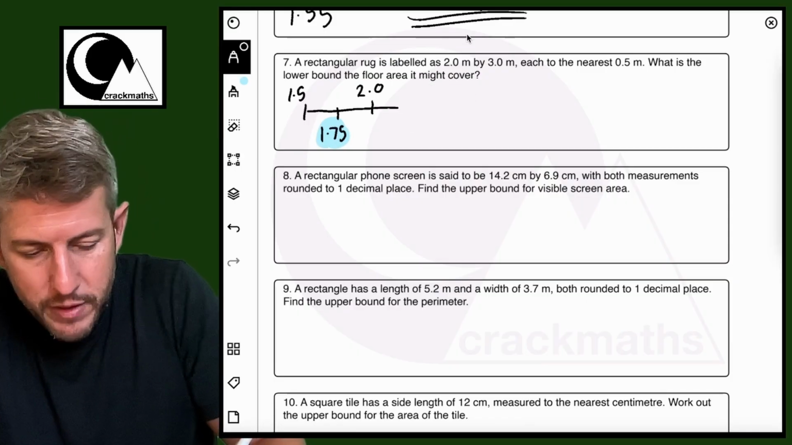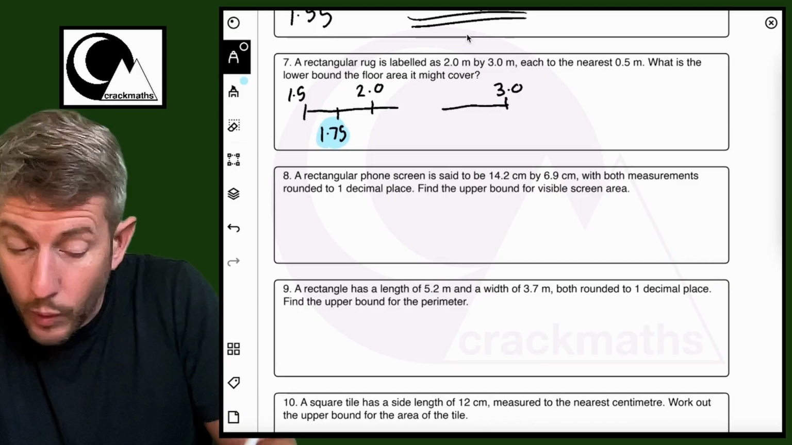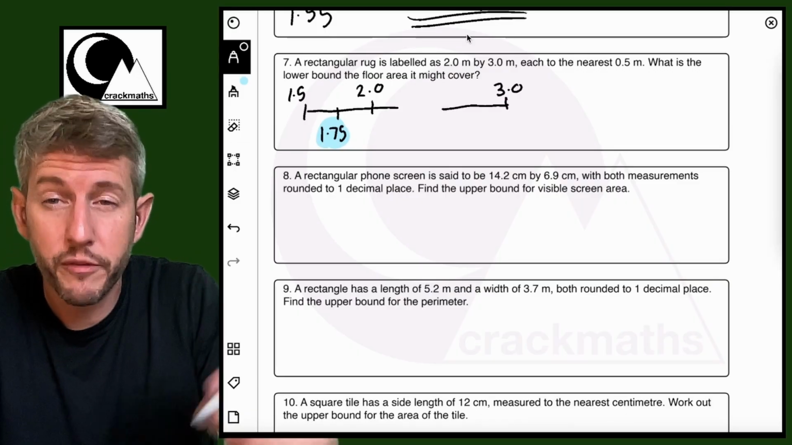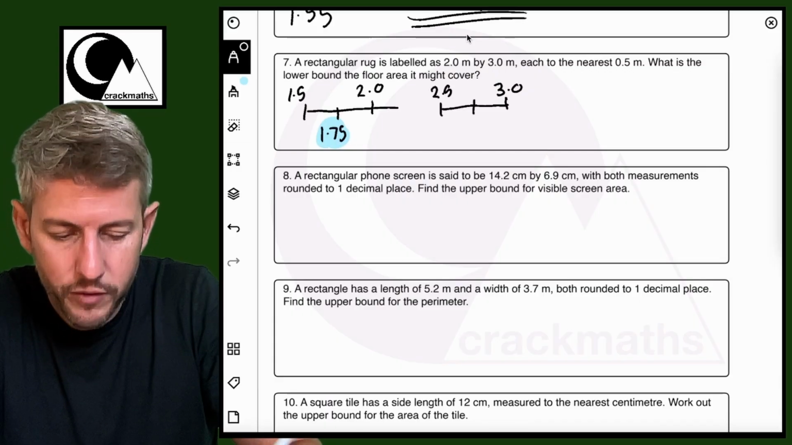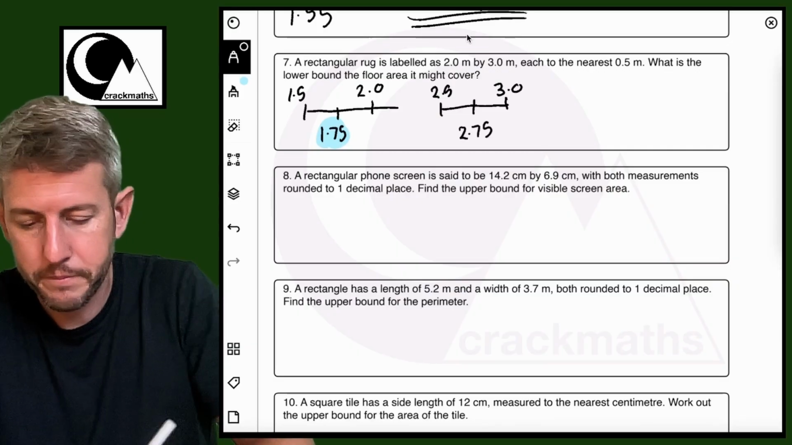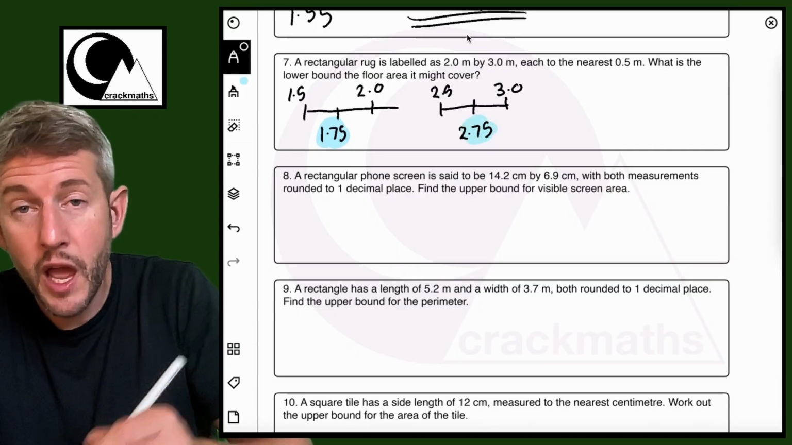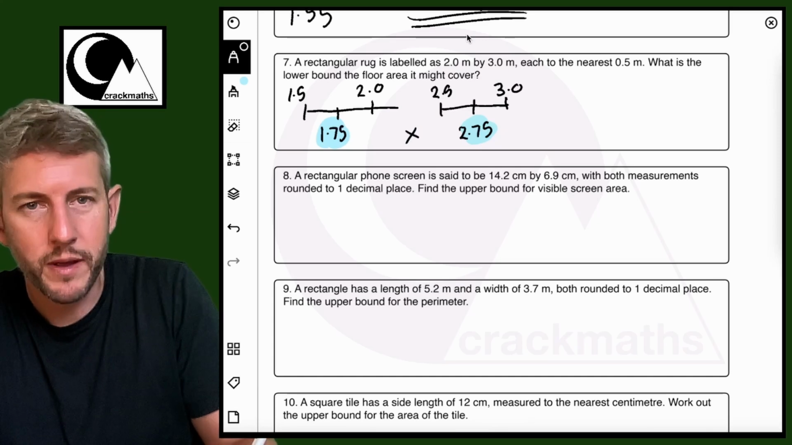Now we've got 3 here. Again, it was to the nearest 0.5. So the 0.5 below that would be 2.5. And then the midpoint of these two is going to be 2.75. Okay, so the lower bound of the area is going to be these two things multiplied together.